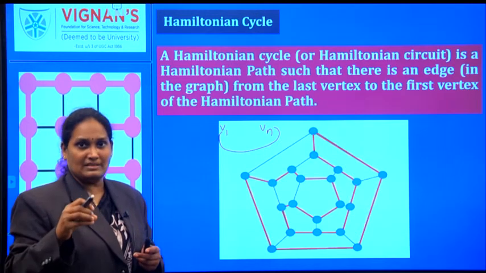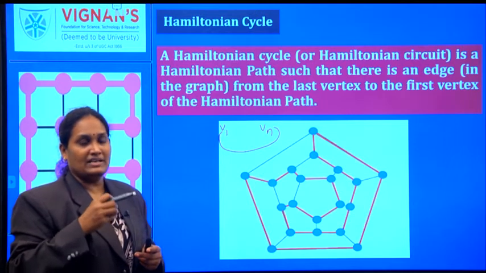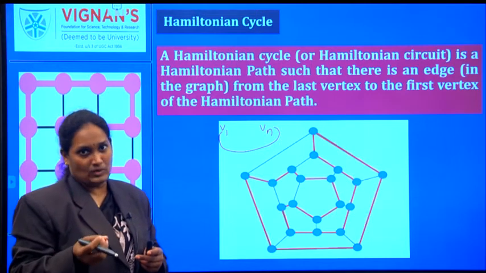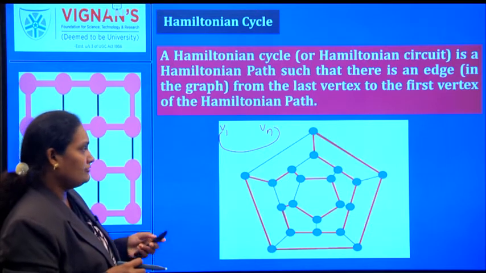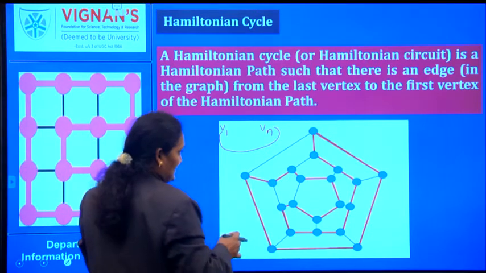The visiting should be done through the edges, and every vertex should be visited exactly once except the starting and ending vertices. Now here, what is a Hamiltonian cycle for the given graph? Here you can observe the Hamiltonian cycle for the given graph.